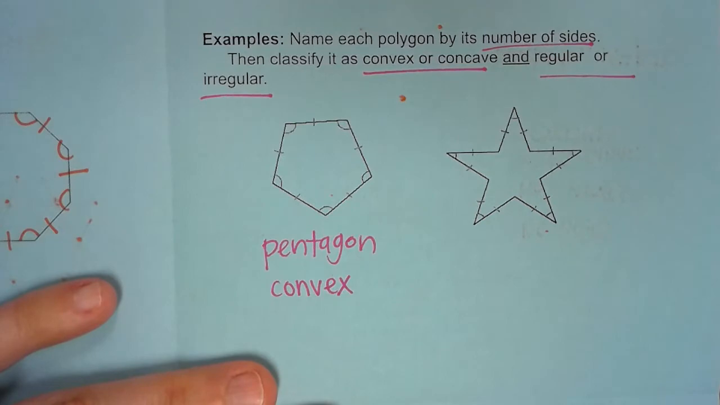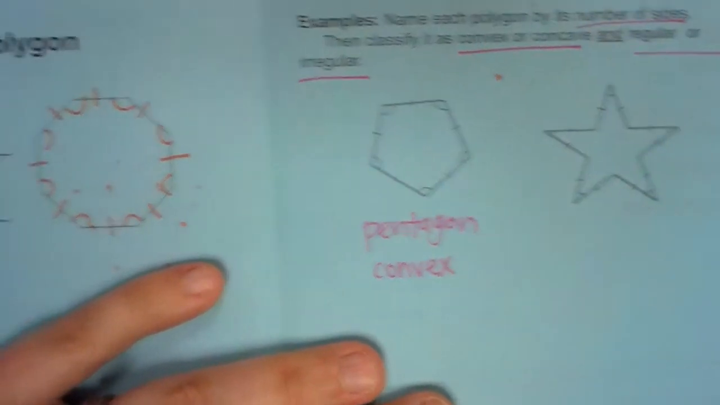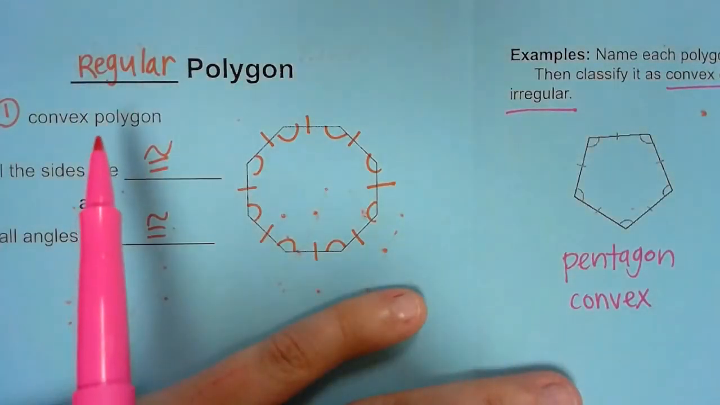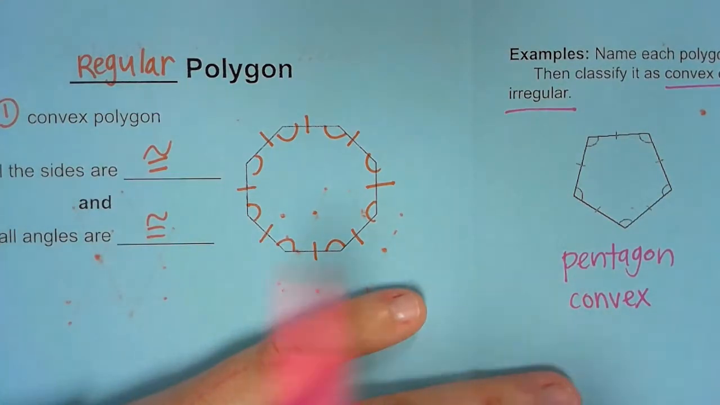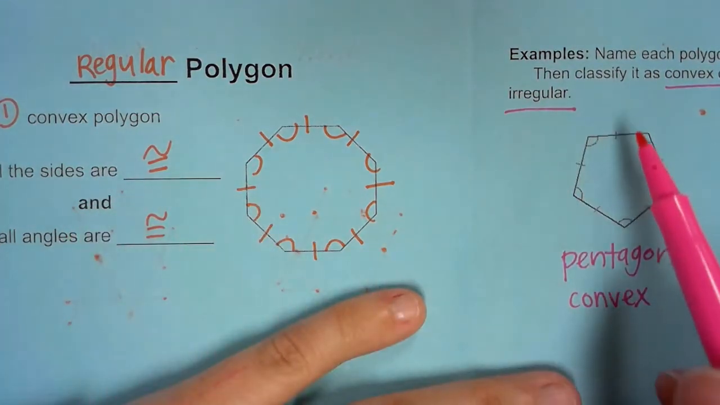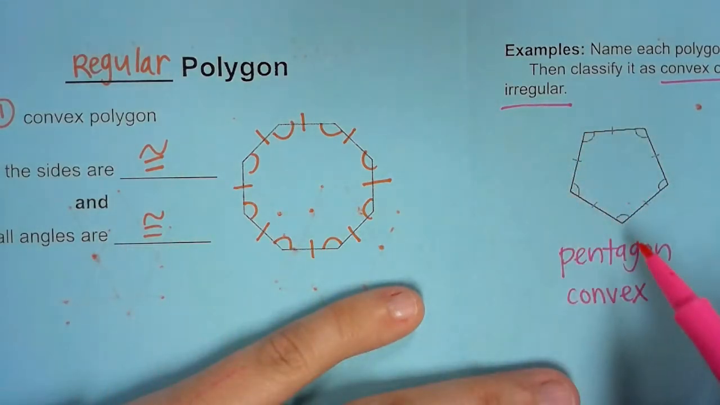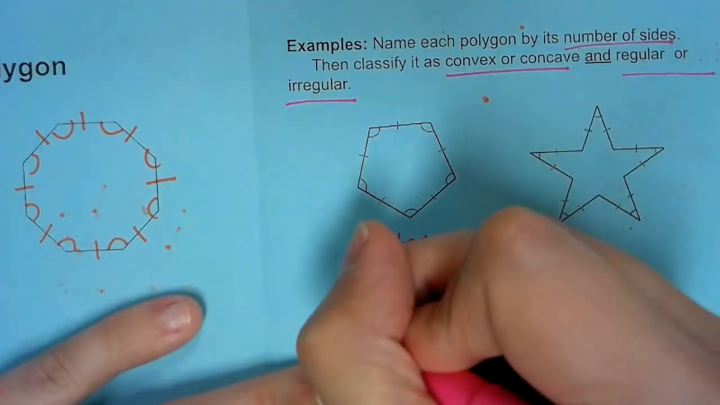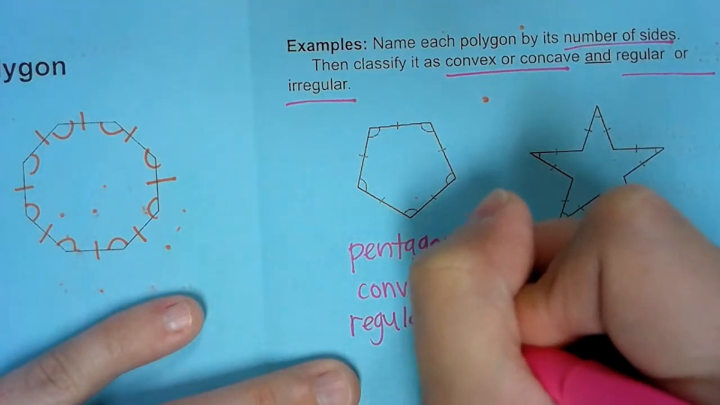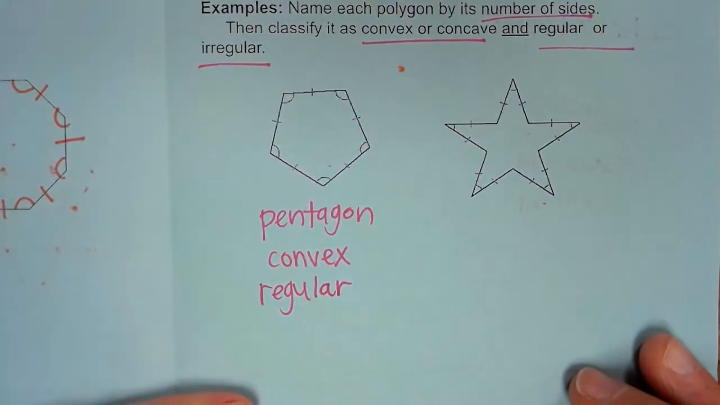And regular or irregular. Let's revisit that one again since we just talked about it. If it's regular, it's convex, which it is. The sides are all the same, which they are. The angles are all congruent, which they are. So this is a regular polygon. All right, look at the next one.